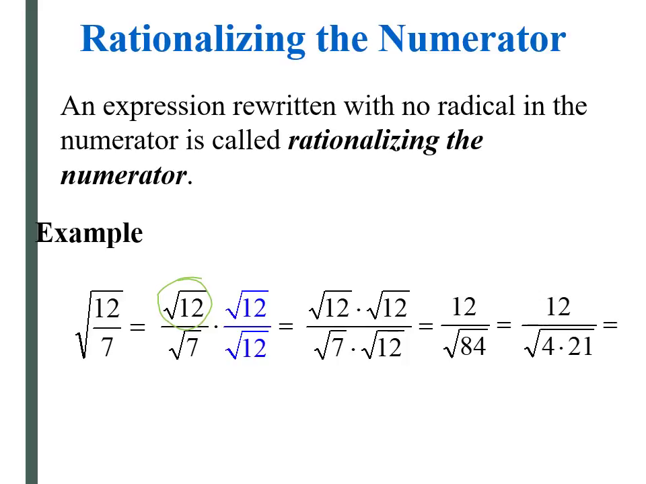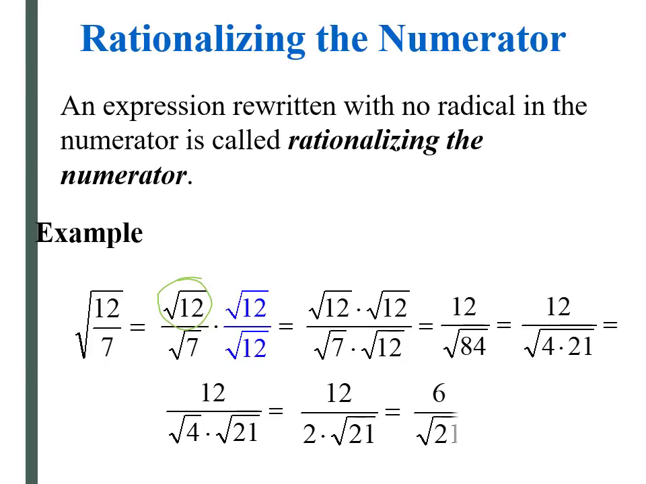The square root of 84 breaks down to become 4 times 21, and 4 is a perfect square, so I'm left with the square root of 4 times the square root of 21, which gives me 12 divided by 2 times the square root of 21, which equals 6 divided by the square root of 21.